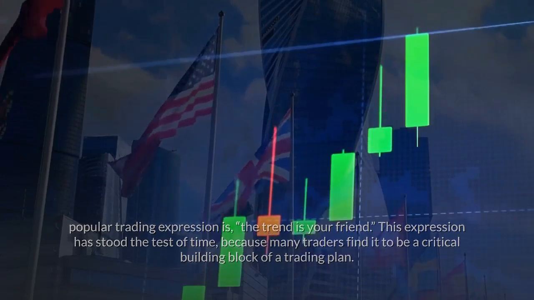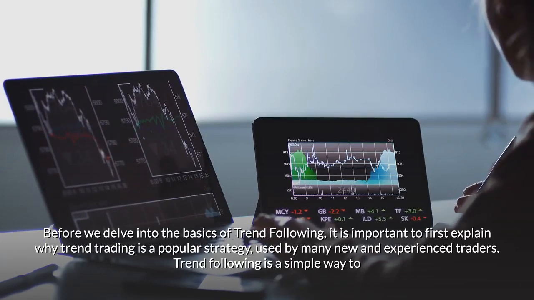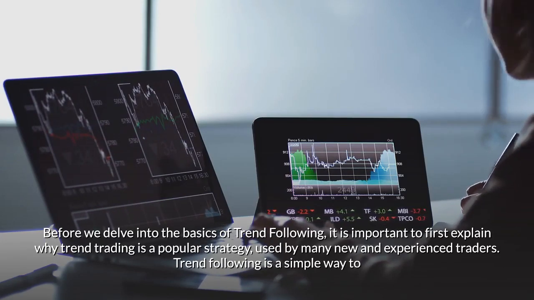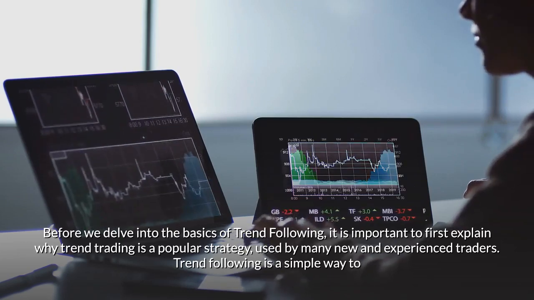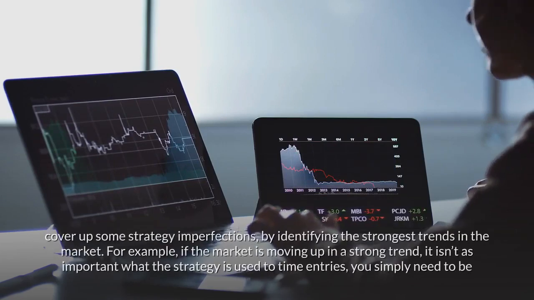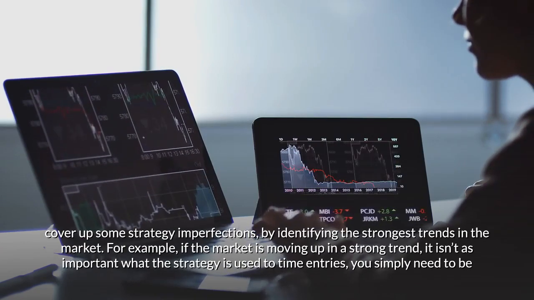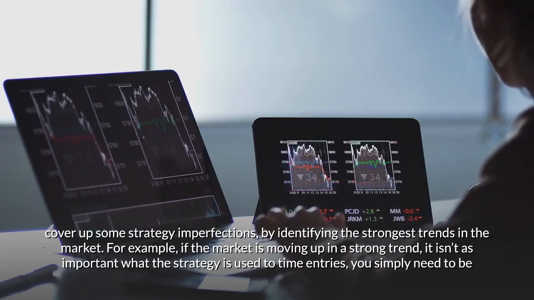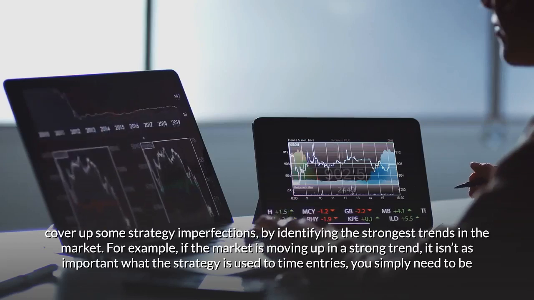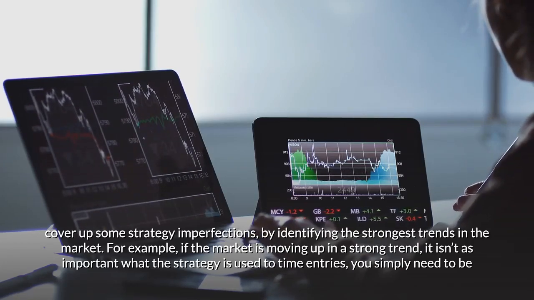a trading plan. Before we delve into the basics of trend following, it is important to first explain why trend trading is a popular strategy, used by many new and experienced traders. Trend following is a simple way to cover up some strategy imperfections, by identifying the strongest trends in the market. For example, if the market is moving up in a strong trend, it isn't as important what the strategy is used to time entries, you simply need to be buying.